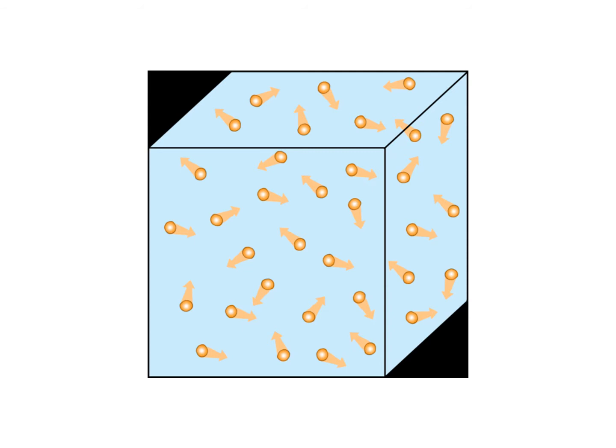If particles are moving faster and they're moving with more energy, two things are likely to happen. The first thing is that they are more likely to collide, so there are more frequent collisions. The second thing is that it's more likely that those collisions will be successful because the particles have more energy.